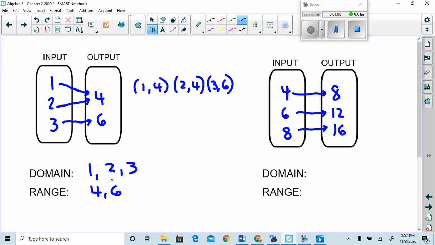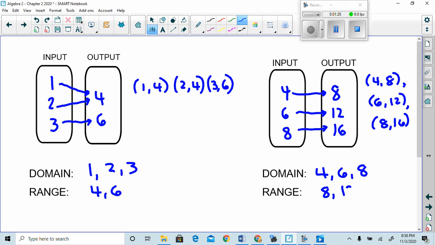Looking at our second mapping diagram, again, I could list the ordered pairs. I have 4 paired with 8. I have 6 paired with 12. And I also have 8 paired with 16. If they ask you to list your domain, it's the x values or input values. Your range is your y or your output values.